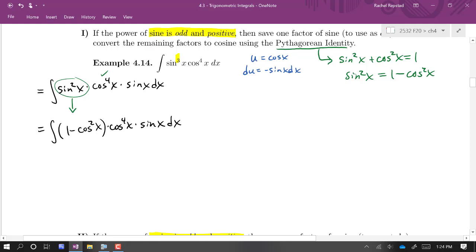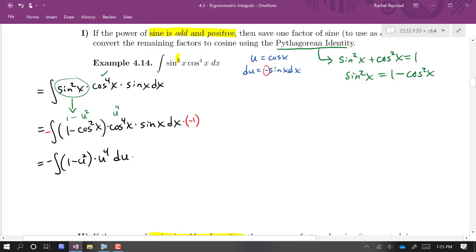Now we have this sine x dx at the end. We're just about ready to make our substitution. We need this negative there, so I'm going to throw in a factor of -1 and compensate outside. Now let's put in our u's. If u is cosine x, then cosine squared is u squared, so this is 1 minus u squared. Cosine to the fourth is u to the fourth. When we write this in terms of u's, here's what it looks like: negative integral of (1 minus u squared) times u to the fourth du.